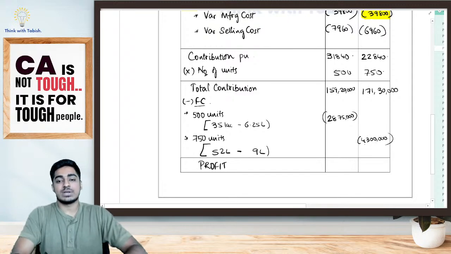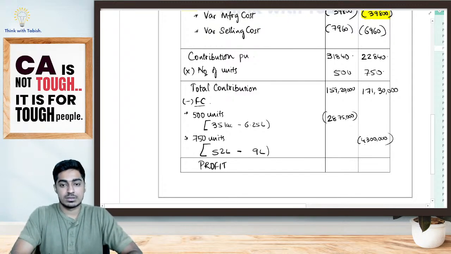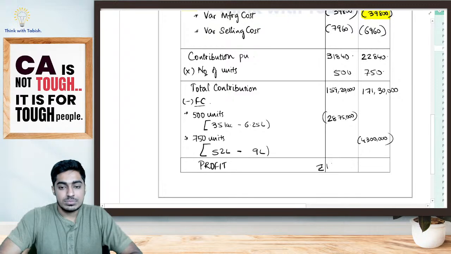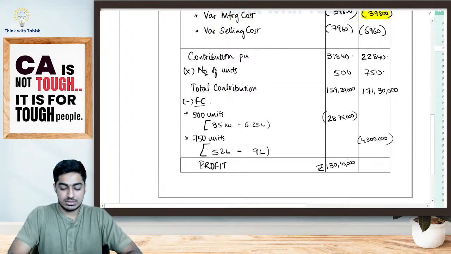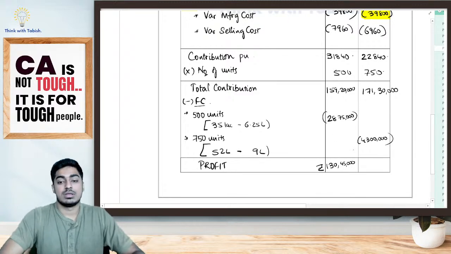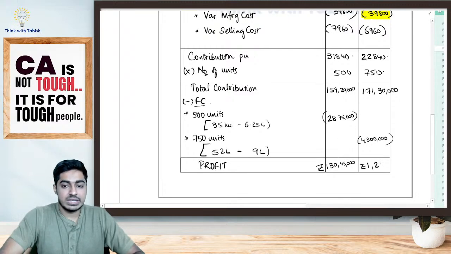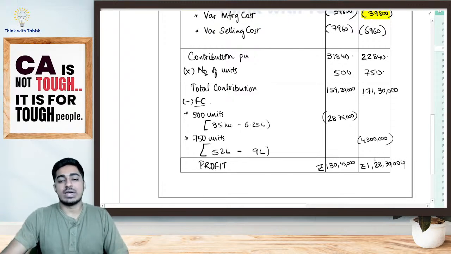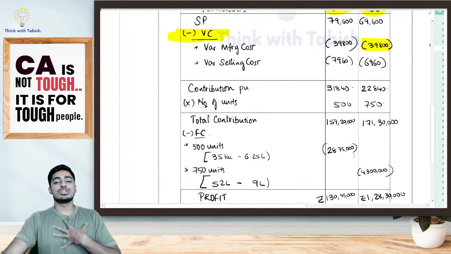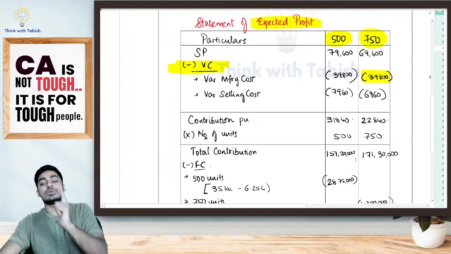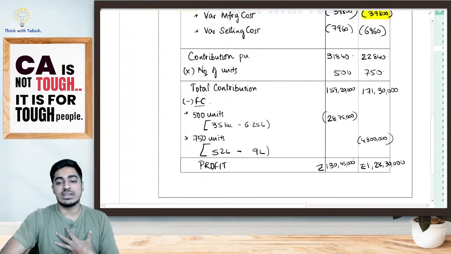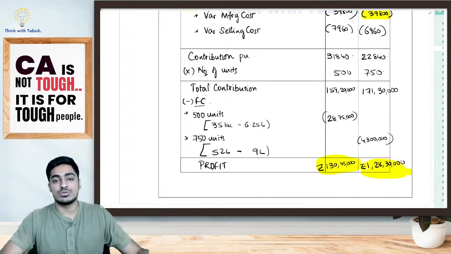So what is the net profit I will be getting? 1,30,45,000 rupees. Here how much is it going to be? It is going to be 1,28,30,000. Now you guys tell me which one is better, students. What should we choose? Should we produce 500 units or should we produce 750 units? Which is giving me a higher profit, students? Tell me.